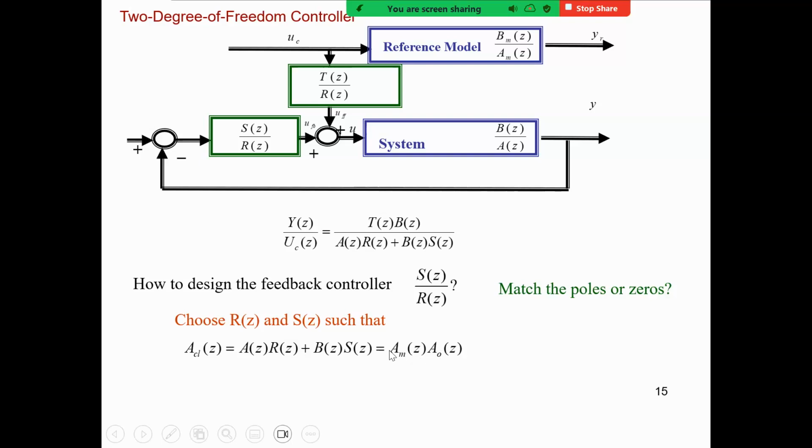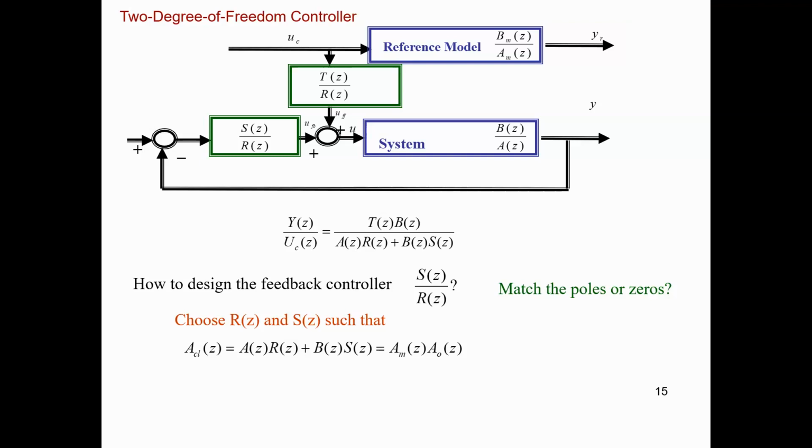I will give you one simple answer. Last week, when we designed the reference model, normally we design it using the second order prototype, because we have perfect knowledge about the second order system. Its step response, its overshoot, all those things have very clear, simple formulas to relate those parameters. It's easy to use the second order system.